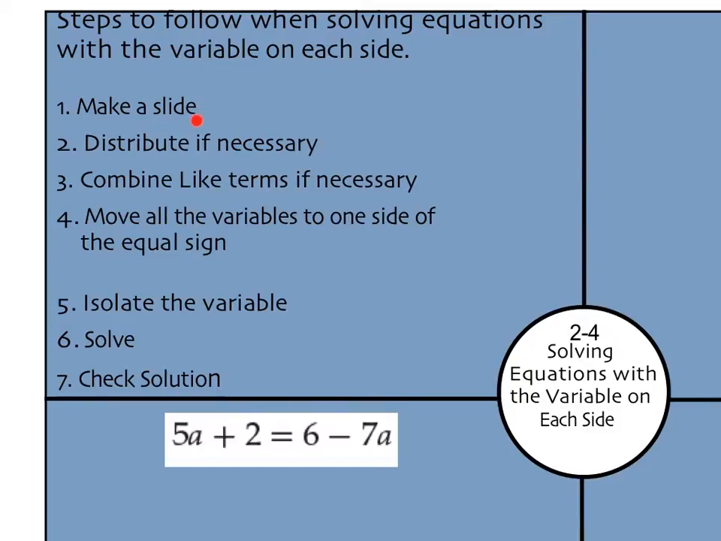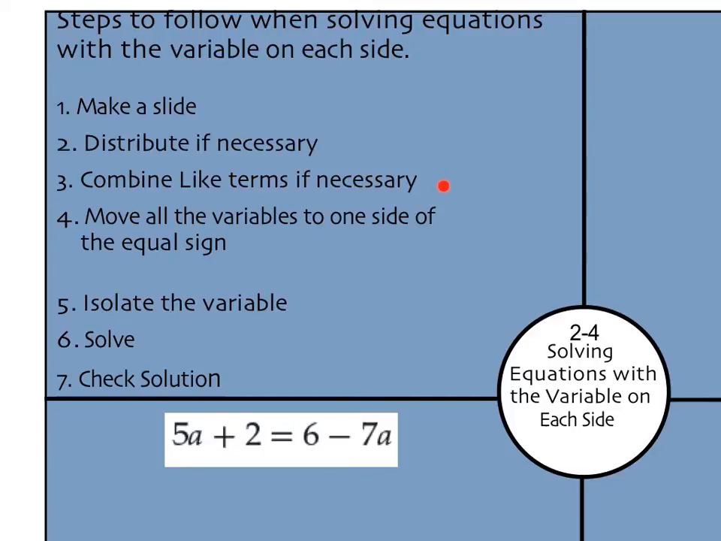You're still going to start by making a slide. Keep everything equal. Keep everything organized. You're going to distribute if there is distribution. Remember, that's a multiplication process, so that makes sense that it would come before combining like terms, which is an adding process. So make a slide, distribute if necessary, then combine like terms if necessary.